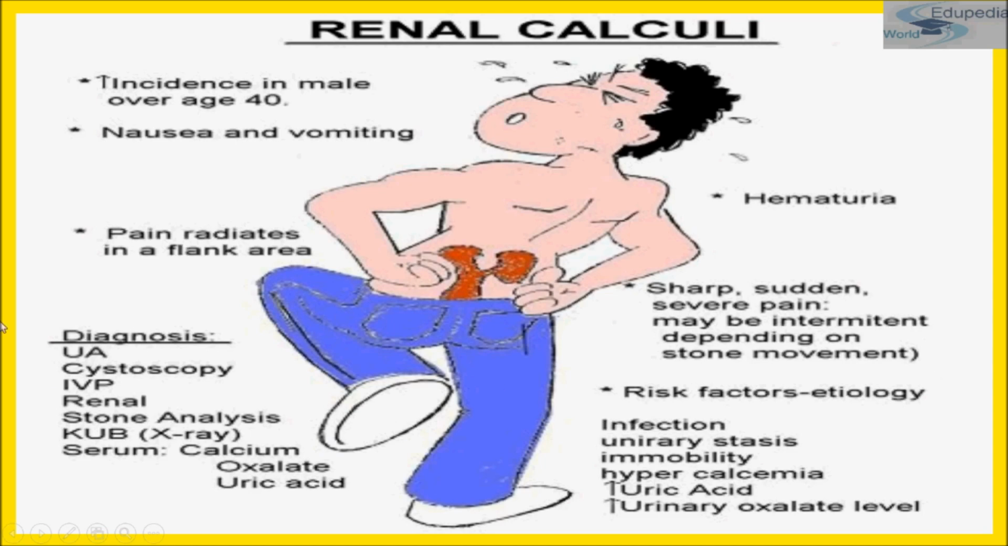And what is the diagnosis? Diagnosis can be done by urinalysis, cystoscopy, IVP, renal stone analysis, and by serum detection, in which calcium and oxalate or uric acid concentration is detected in serum. So this is how renal calculi can be detected.